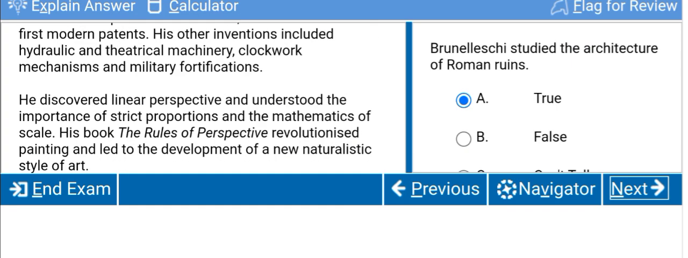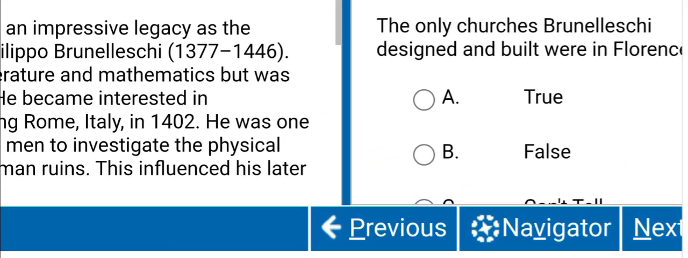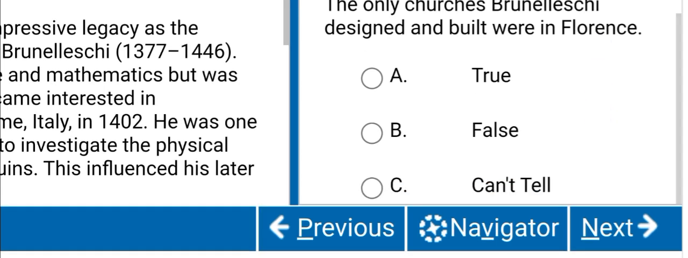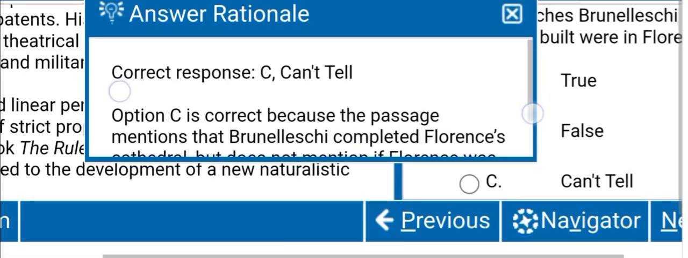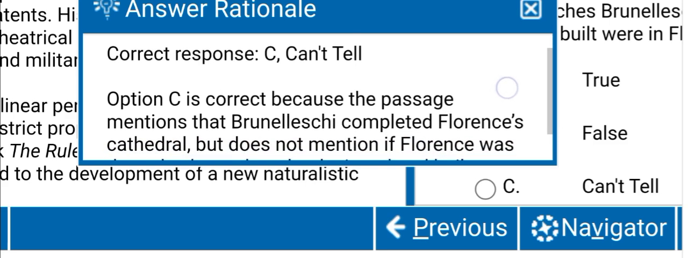Okay, next question is question number 10. The only churches Brunelleschi designed and built were in Florence. Option A, true. Option B, false. Option C, can't tell. Correct response is C, which is can't tell.